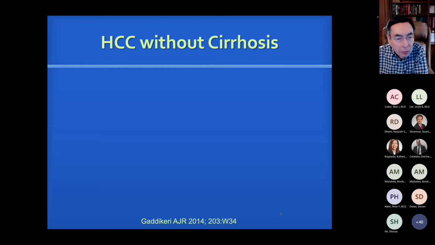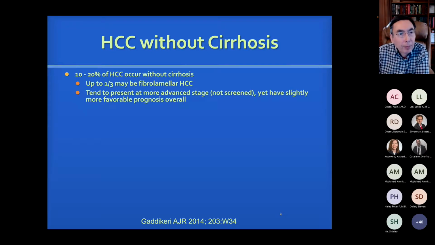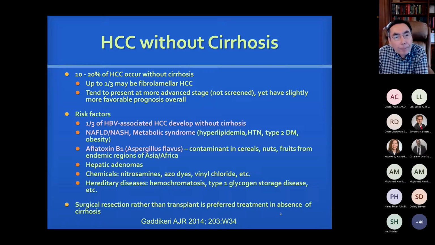Now, HCC without cirrhosis is a problem, and about 10 to 20% of the HCC tumors that we see occur in patients without cirrhosis. A lot of these are in patients with either chronic hepatitis B or non-alcoholic fatty liver disease or metabolic syndrome. And notice that chronic hepatitis C alone is not considered a high risk for HCC. It's not until you have chronic hep C plus cirrhosis that you are considered high risk for HCC.